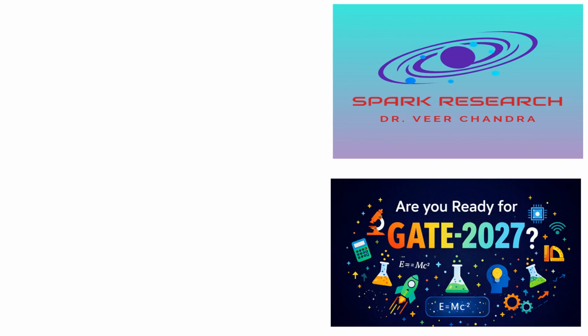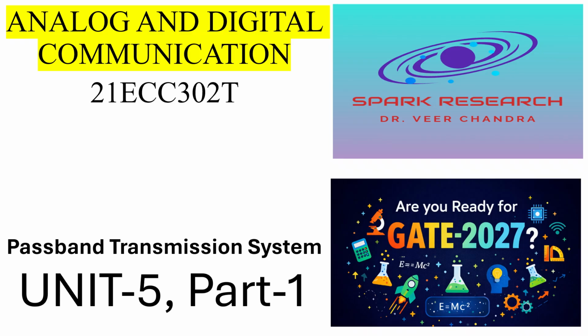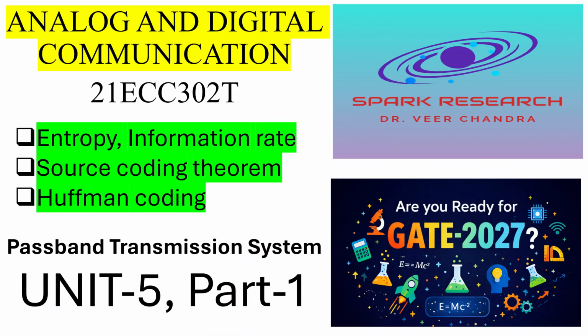This is Dr. Vijendra, Assistant Professor in the Department of EC, and here is another session for this particular course, Analog and Digital Communication. In this session, we are going to take the contents from the fifth unit, part one. This belongs to information theory, and here we are going to take the contents particularly from entropy, the information rate, then the source coding theorem and the Huffman coding.